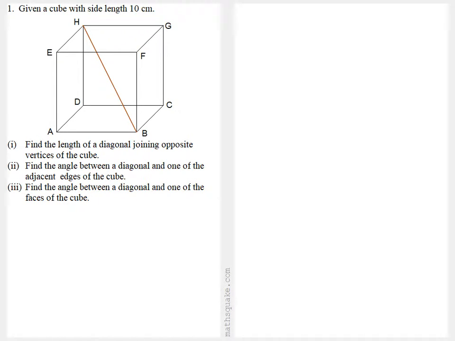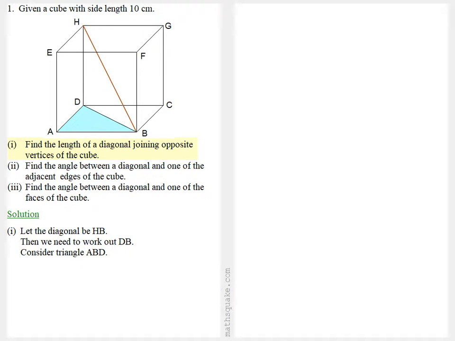In question 1, we're given a cube with sides 10 centimeters. In part 1, we have to find the length of a diagonal joining the opposite vertices of the cube. To solve this, let the diagonal be HB. We can see that we could work out the length HB if we knew the sides HD and DB of the triangle HDB. But we need to work out the length DB. And we can do that by considering the triangle ABD.